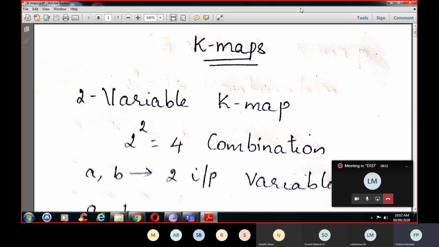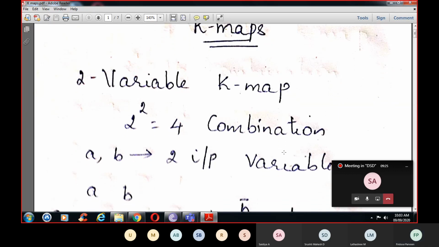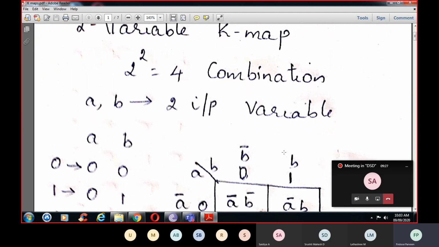A K-map is a matrix of squares. Each square represents a min term or max term from a Boolean equation. We have a two variable K-map, a three variable K-map, a four variable K-map, and a 5 variable K-map. When I say two variable K-map, we have two inputs. So 2 raised to 2, you will have 4 combinations. 4 combinations means you will have 4 cells.